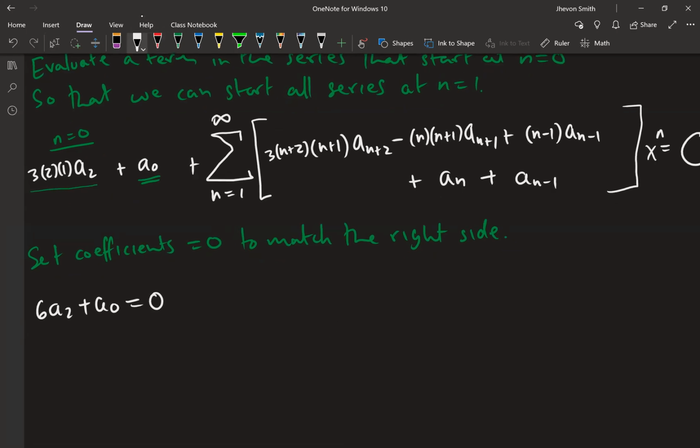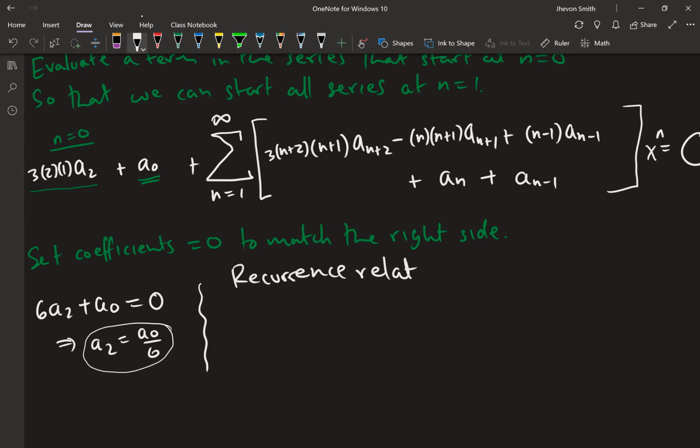So that must be 0, which means right away you know that your a2 is going to be a0 over 6. So that will come in handy later on. Then to find the recurrence relation, I'm going to set everything inside these brackets equal to 0. So I would have to obviously solve for a(n+2). To get that, I'm going to have a bunch of terms divided by the coefficient 3 times (n+1) times (n+2).